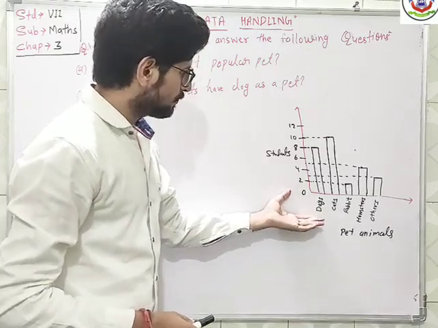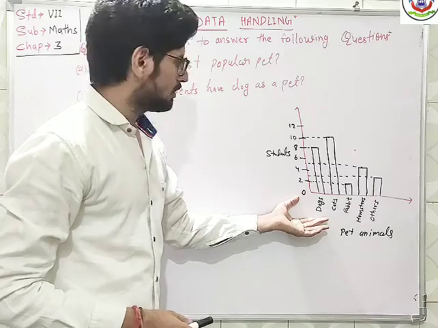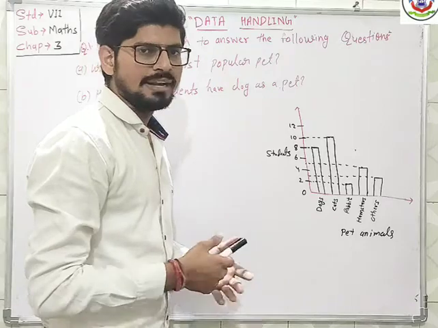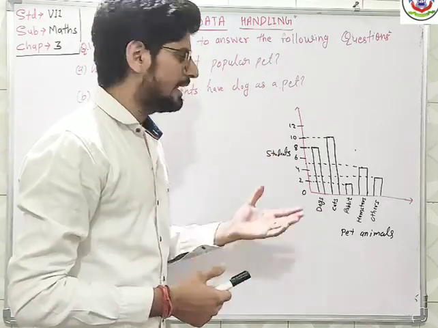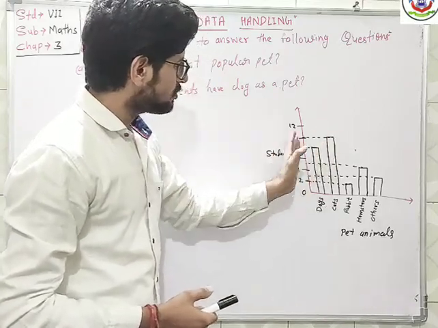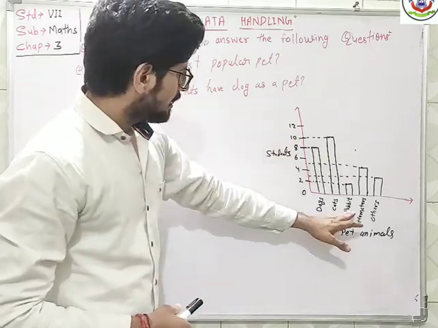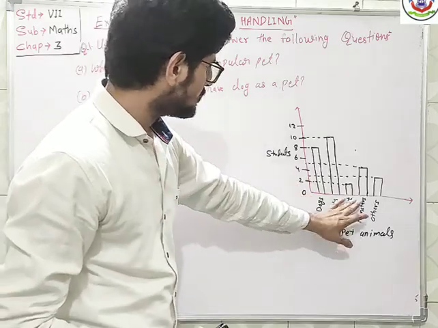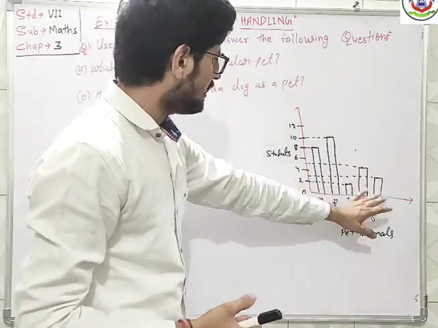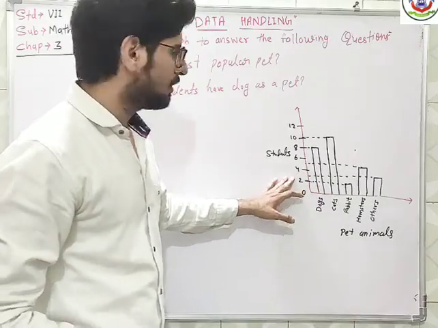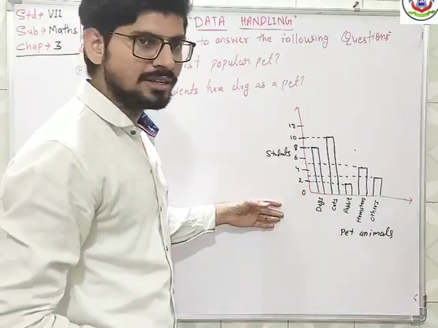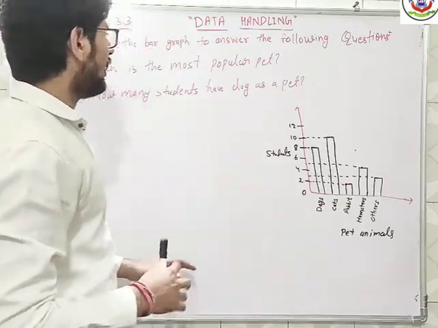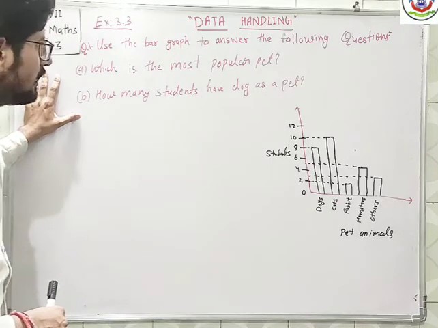So the first pet animal is the dog, and the number of students who have a pet, how many students are there? 8. Second, cat, how many are there? 10. Then rabbit, how many are present? 2 students. Then hamsters are 5 and others are 3. So these are the number of students on the vertical line, and on the horizontal line we have pet animals. According to these, we have to answer the following questions.